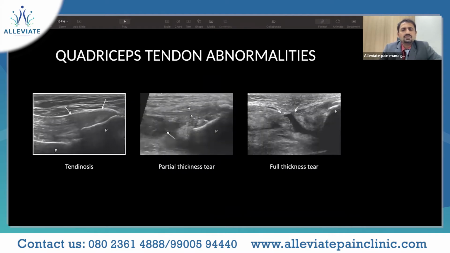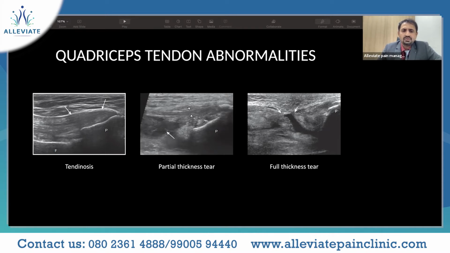In cases of quadriceps tendon abnormality, something quite frequently seen could be tendinosis, partial thickness tear, or full thickness tear. Partial thickness tear, you can see in this case, wherein your rectus femoris is intact, the arrowheads are pointed towards it, whereas at the posterior aspect, there are retracted ends of the vastus tendons, which can be appreciated in this.